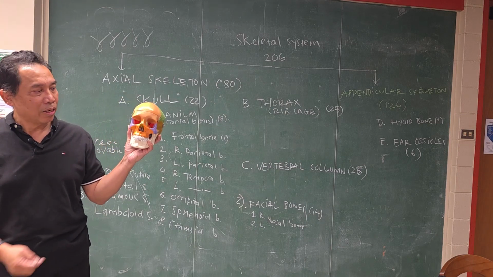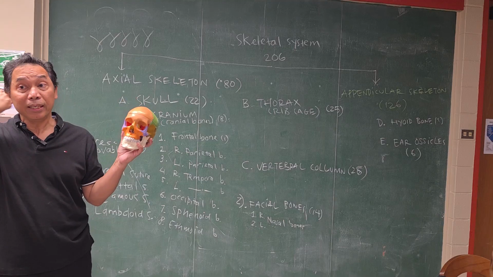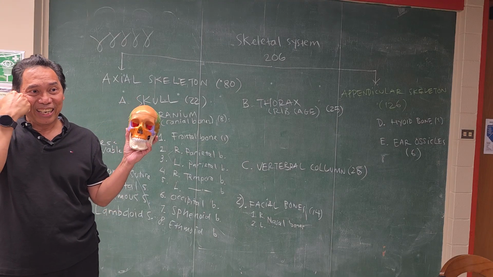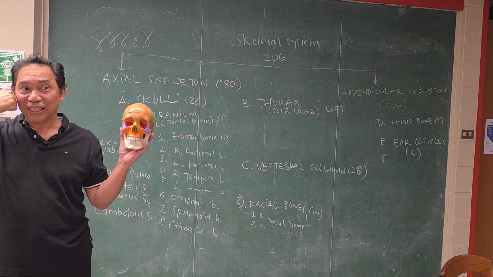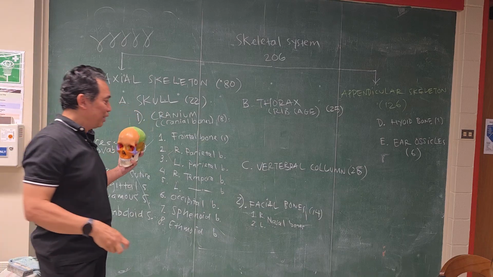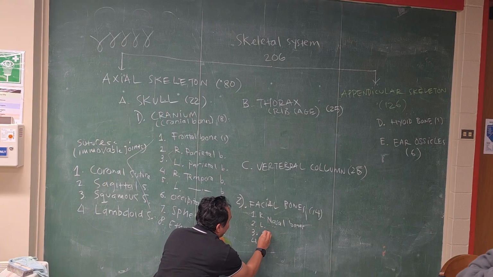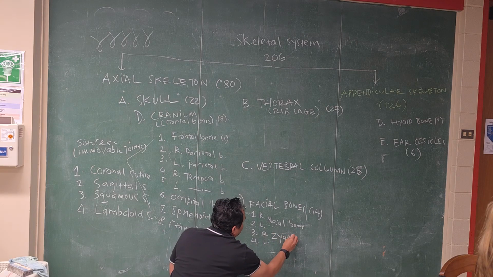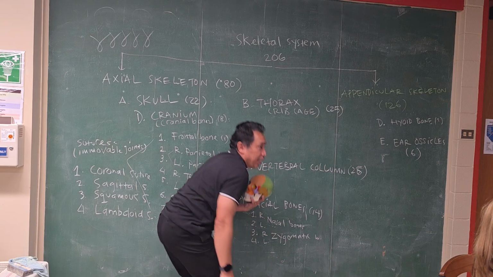Next, close to it, also right and left, is this one, the cheek bone. Anybody know the scientific name for cheek bone? Zygomatic. It's going to be 3 and 4, right and left zygomatic bones. Cheek bone.